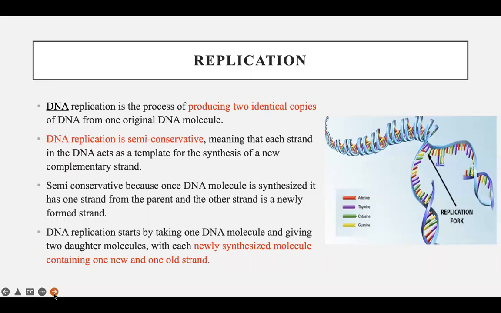So, firstly, talking about replication, DNA replication is defined as the process of producing two identical copies of DNA from one original DNA molecule. DNA replication is often said to be semi conservative, meaning that each strand in the DNA acts as a template for the synthesis of a new complementary strand. Semi conservative because once the new DNA molecule is synthesized, it contains one strand from the parent and the other strand is a newly synthesized strand. DNA replication starts by taking one DNA molecule and giving two daughter molecules, with each newly synthesized molecule containing one new and one old parental strand.